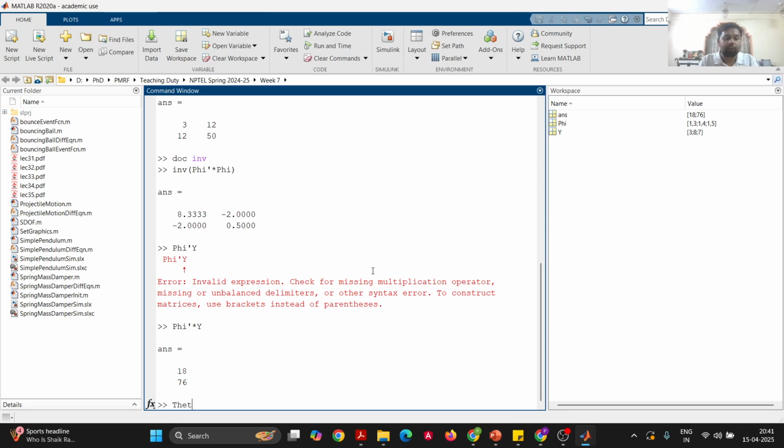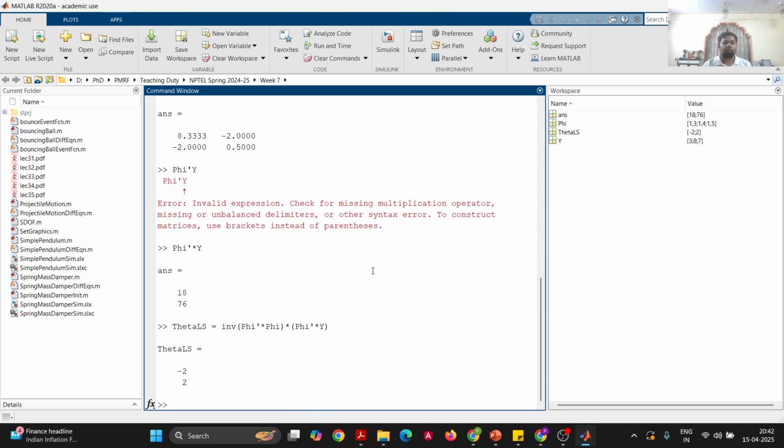Now our least square parameter estimate, which is theta ls, which is phi transpose phi inverse, so inv of phi transpose into phi, multiplied by, let us put it into a bracket, phi transpose into y. So this is our phi transpose phi inverse into phi transpose y. So our least square parameter estimate is minus 2 comma 2. So this exactly matches with the results that we just calculated.